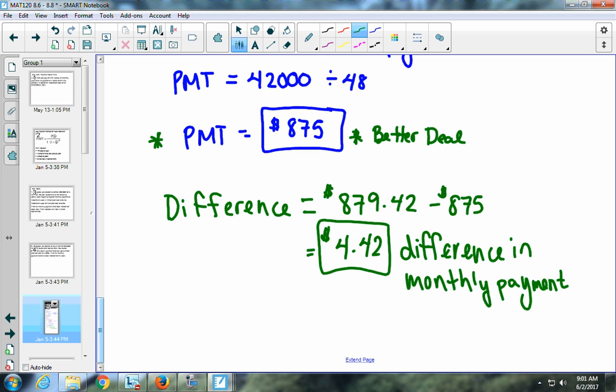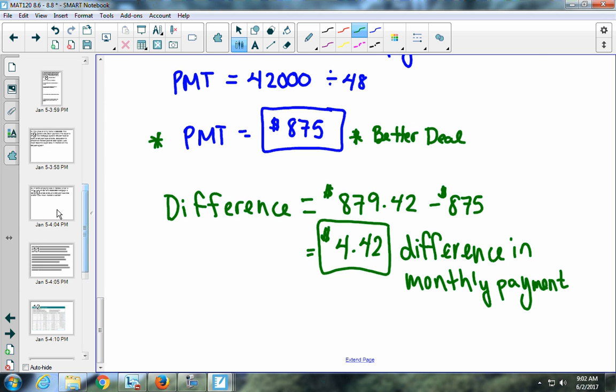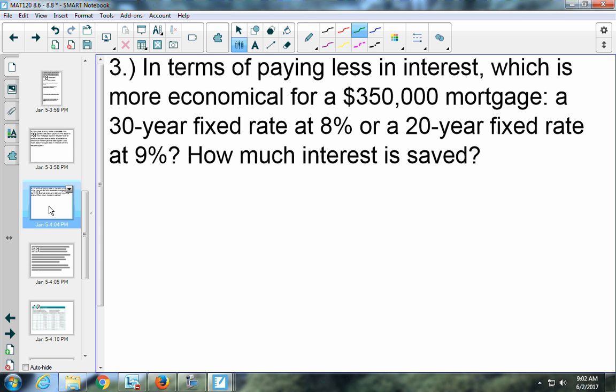The next example we're going to look at deals with houses and mortgages. In terms of paying less in interest, which is more economical for a $350,000 mortgage? A 30-year fixed rate at 8% or a 20-year fixed rate at 9%? How much interest is saved? Just like the last example, they're giving us two different things here. So I'm going to have to go through and find my payment 2 different times for the different information they gave me.